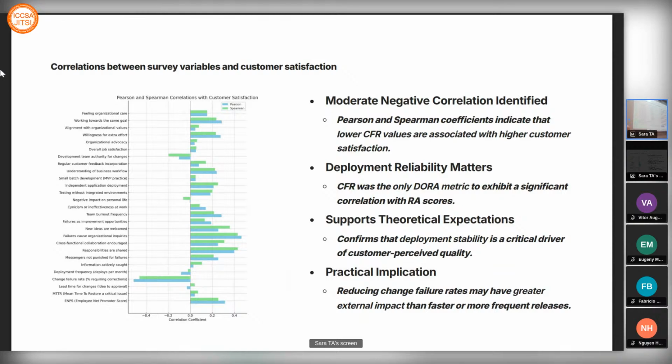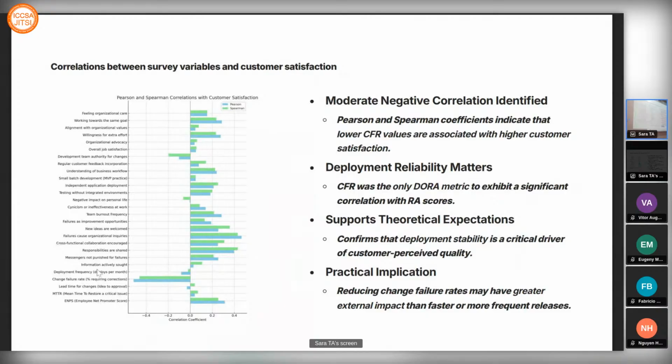So this is a statistical test. Deployment stability matters, or CFR was the only one of the DORA metrics to exhibit a significant correlation with RA scores. So when you lower CFR, you have higher customer satisfaction scores. This supports theoretical expectations, confirming that deployment stability is a critical driver of customer perceived quality.